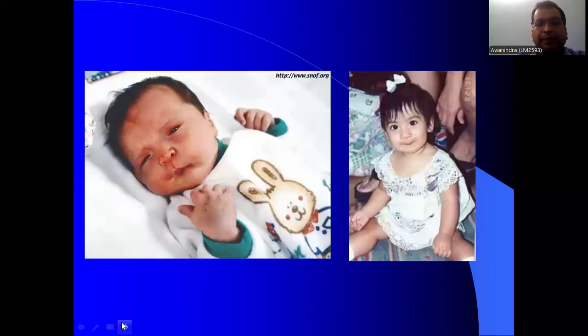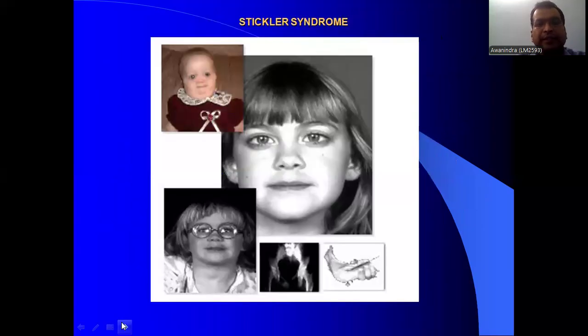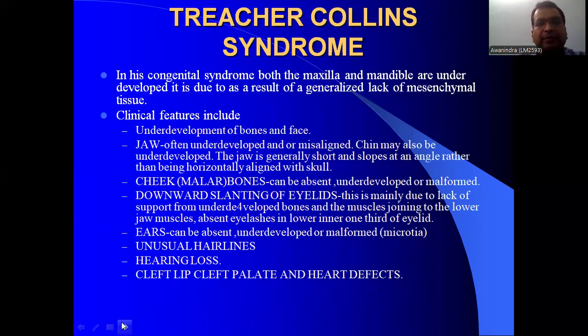of Pierre-Robin syndrome. Then there is Stickler syndrome, where several genes which direct collagen synthesis, the building of a complex substance by joining and interaction of simpler materials, may cause Stickler syndrome. This is the clinical photograph of Stickler syndrome.